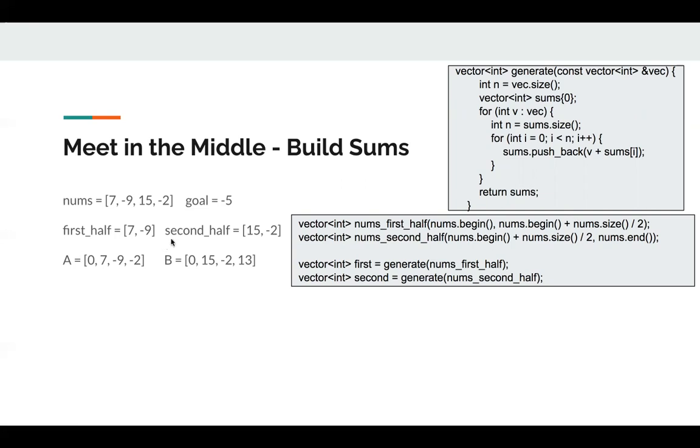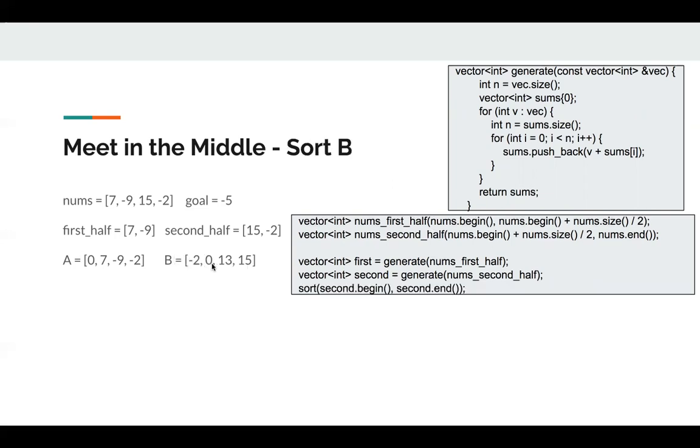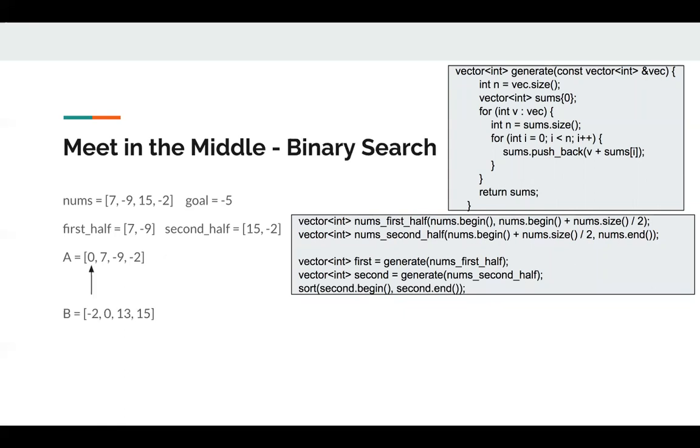So we need to improve it a little bit. We can use binary search. For each A, we can find an ideal element in B. The prerequisite of binary search is that the container is sorted. So we can sort B first. Then we can find an ideal B for each element in A. We can use binary search. We know if A plus B is goal, then B is goal minus A. So we need to run binary search to find goal minus A.